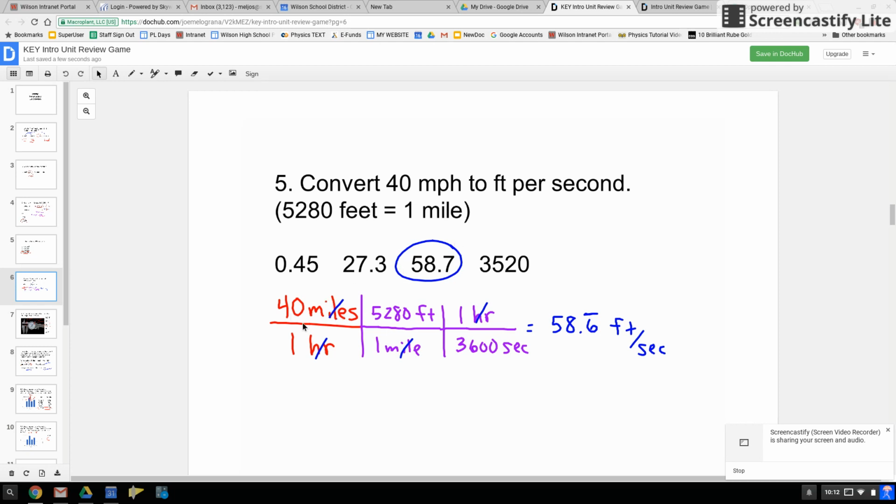If we start with 40 miles per 1 hour, notice what's in red here is the value we're starting with. All the ones in purple are conversion fractions, right? We put the mile in the denominator, so those units cancel. In 1 hour, that's equivalent to 3,600 seconds. If we do 40 times 5,280, take that result and divide by 3,600, we arrive at 58.6 repeating feet per second, rounded up to 58.7.